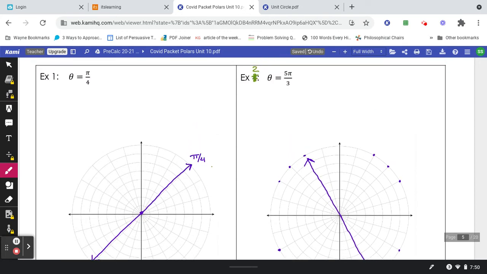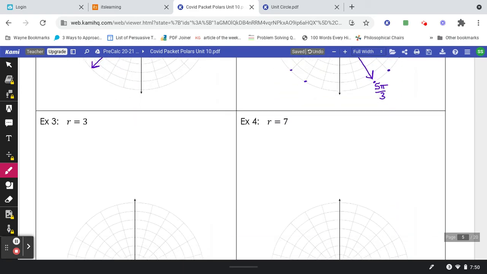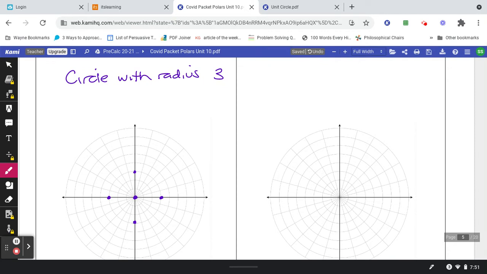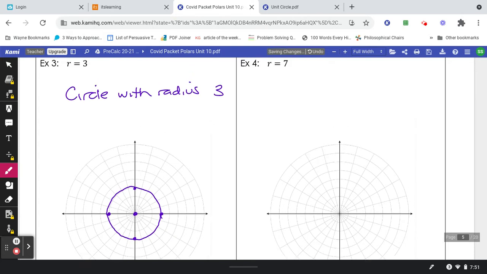All right, so those are both theta equals. Every time you have that theta equals, you're going to have a line. As we move down to examples 3 and 4, now we have r equals. R is a radius or a distance. So think about this as the radius of 3. So if your center is right here, a radius of 3, you would just go out 3 in each direction. 1, 2, 3. So it's almost like you're going to draw a circle around that third ring out. Okay, circle with radius 3, r equals 3.